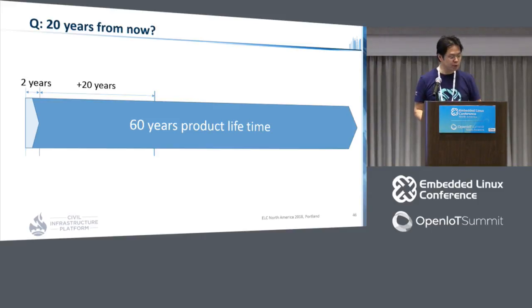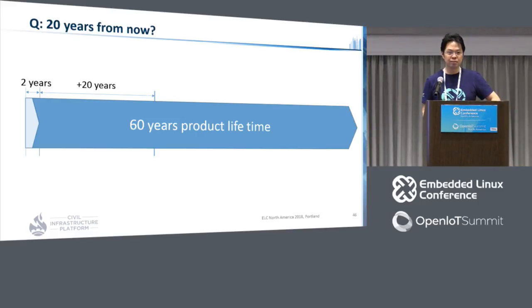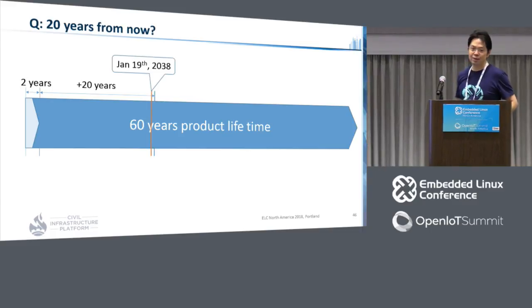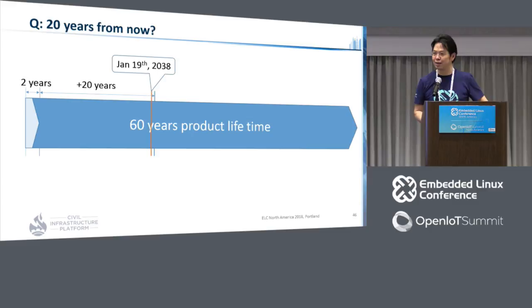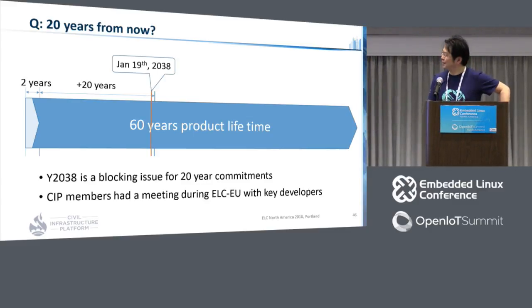And question: 20 years from now, do you know? All right, 20 years from now, we have January 19th, 2038. This year 2038 is a blocking issue if we want to have our product for a 20-year commitment. And to solve these issues, there is a lot of stuff that needs to be done. And we know some are already working on these issues, like Arnd is working on the kernel, and another person working on glibc to solve the year 2038 issues. So we also had a discussion with them about how we can collaborate to solve these issues during the last ELC Europe timing.